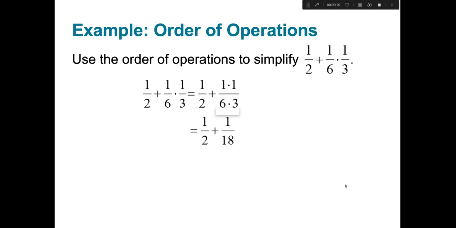Now I can add those together. When I add my top, I end up with 10. 18 stays the same on the bottom, and then I can reduce that to 5/9.